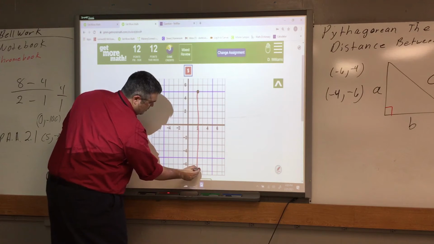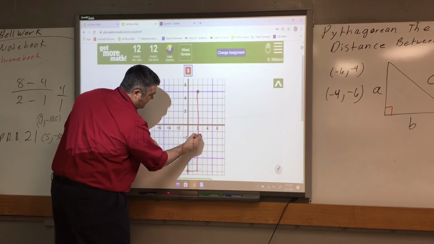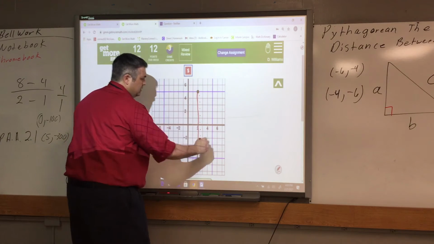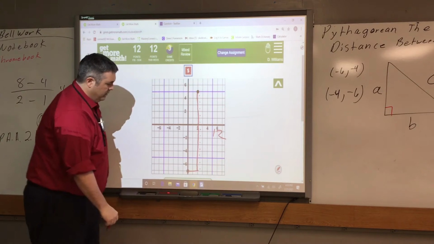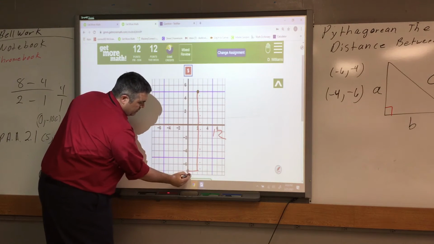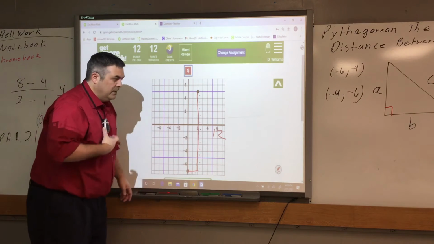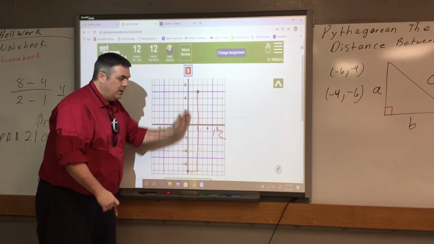Look, 1, 2, 3, 4, 5, 6, 7, 8, 9, 10, 11, 12. So this is 12. Now I'm going to count the squares over here: 1, 2. So this one's 2. So what am I looking for? I'm still looking for this hypotenuse.